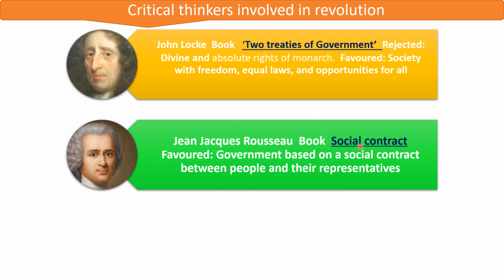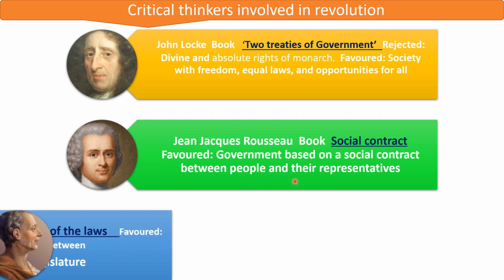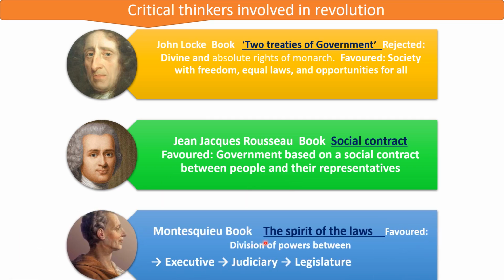Jean-Jacques Rousseau's book, The Social Contract, favored a government based on a social contract between people and their representatives. Montesquieu wrote a book, The Spirit of the Laws, which favored division of powers between the executive, judiciary, and legislature, and this separation of powers had already been done in America.